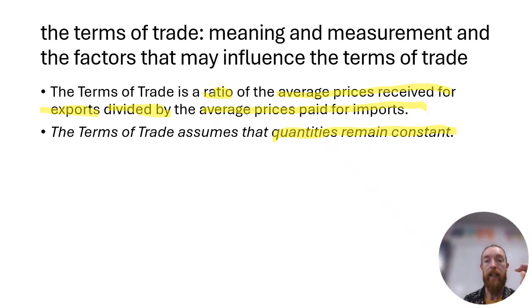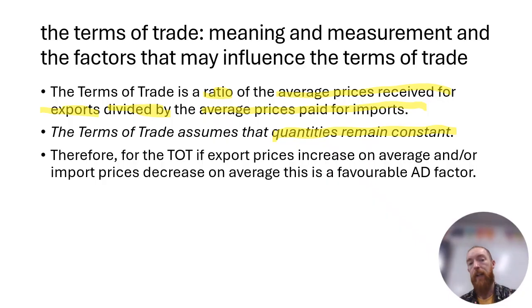The demand remains consistent. So when export prices rise, we are still selling the same amount of exports, and so that is favorable. So whenever the prices change with the terms of trade, quantity remains constant. So therefore, if export prices increase on average and or import prices decrease on average, it's a favorable aggregate demand side factor because it means more injections coming in or less leakage going out.